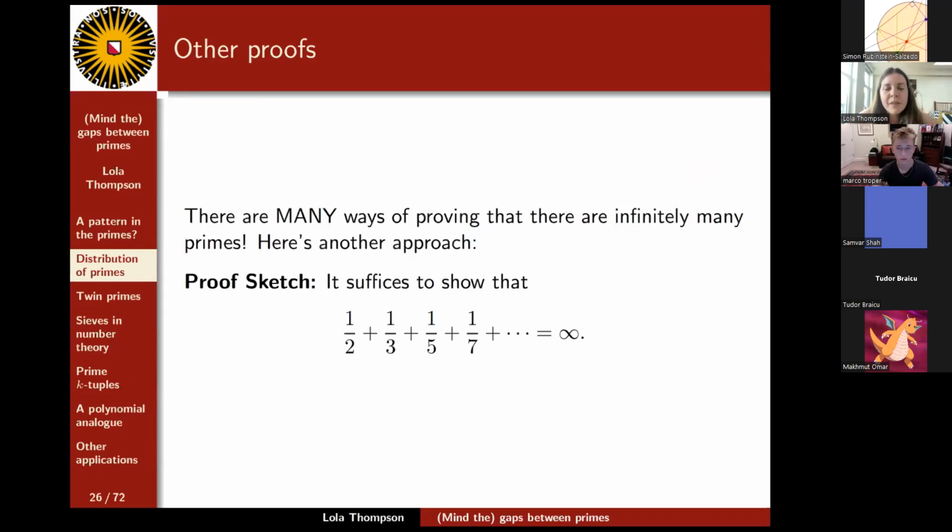Anyway, I'm telling you this fact because it's going to come up a little later in my talk. I want you to realize that when we add the 1 over p's for all these primes p, we do get an infinite number.